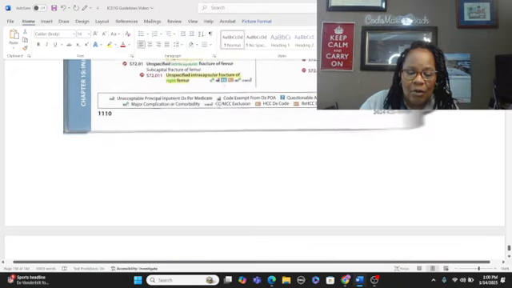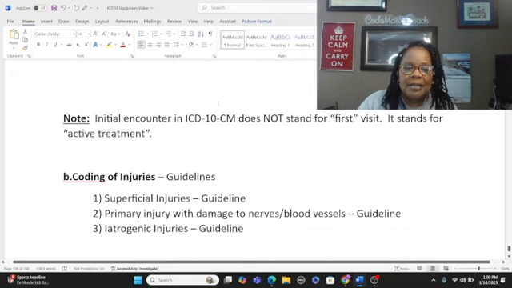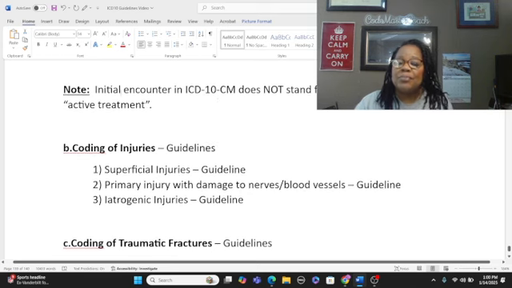All right, let's keep going. So again, my note for A just says, remember the initial encounter in ICD-10-CM does not stand for first visit. It stands for active treatment. All right, we're down to B, coding of injuries. Let's go to the guidelines.